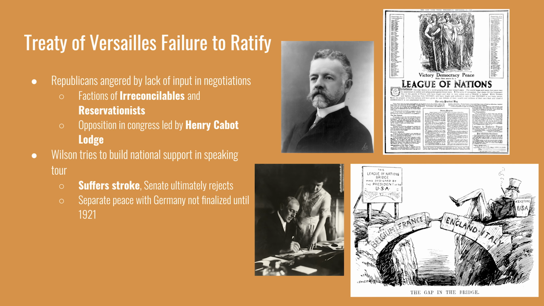The Reservationists were led by Henry Cabot Lodge. They thought that if the collective security clause of the League of Nations was taken out, they would be in favor of the treaty. Wilson did not want to budge on anything related to the League, so he tries to build national support and then have the American people pressure their senators to vote in favor of it. While he's on a speaking tour, he collapses and suffers a stroke, and it leaves him severely limited for the rest of his term. The Senate ultimately rejected the Treaty of Versailles and rejected the League of Nations. The United States won't have a formal peace with Germany until after Wilson leaves office in 1921.